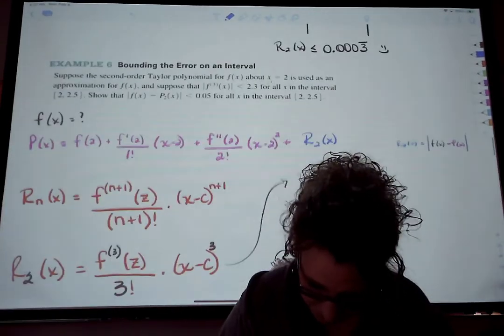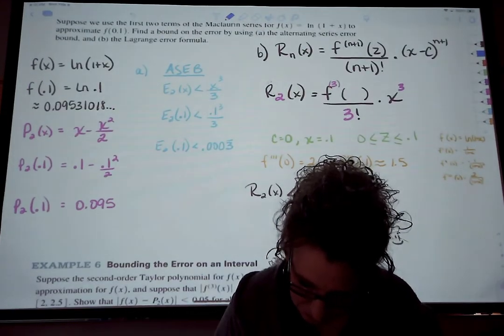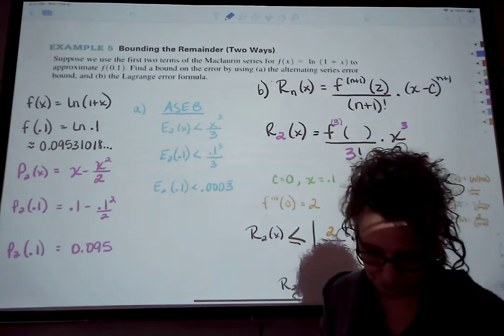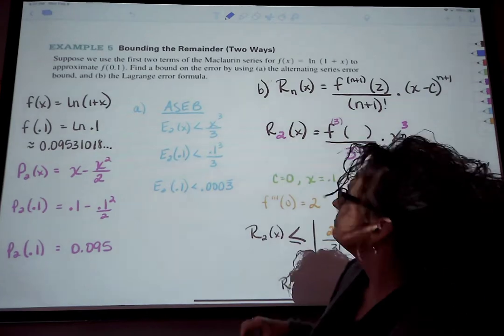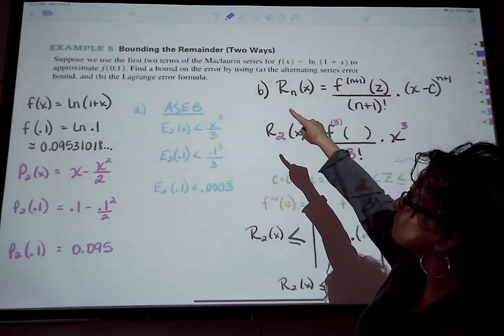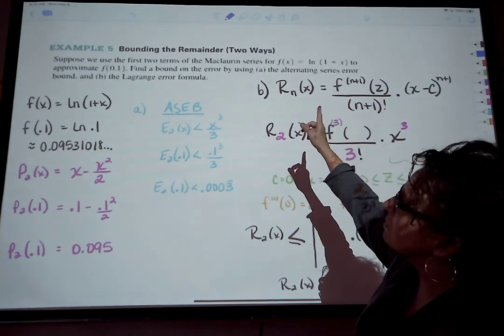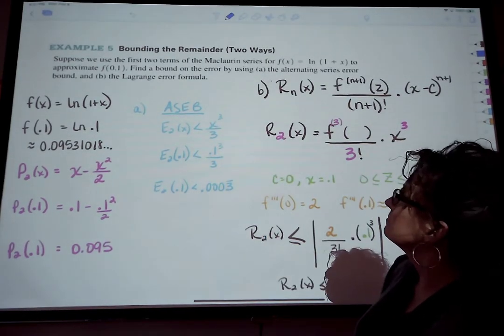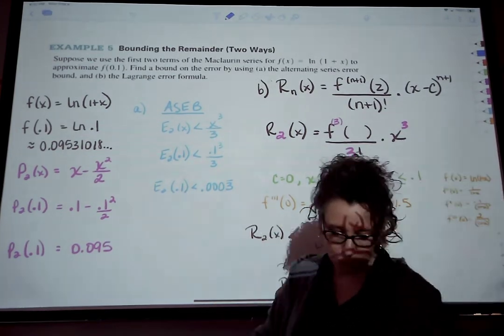Okay, now let's back up. Let's see, which one do I want to do first? I think I'm going to do this one first. This is example 5. We're only using the first two terms of the Maclaurin series, centered at 0, of ln of 1 plus x. We're approximating f of 0.1. Do the error bounding both ways.